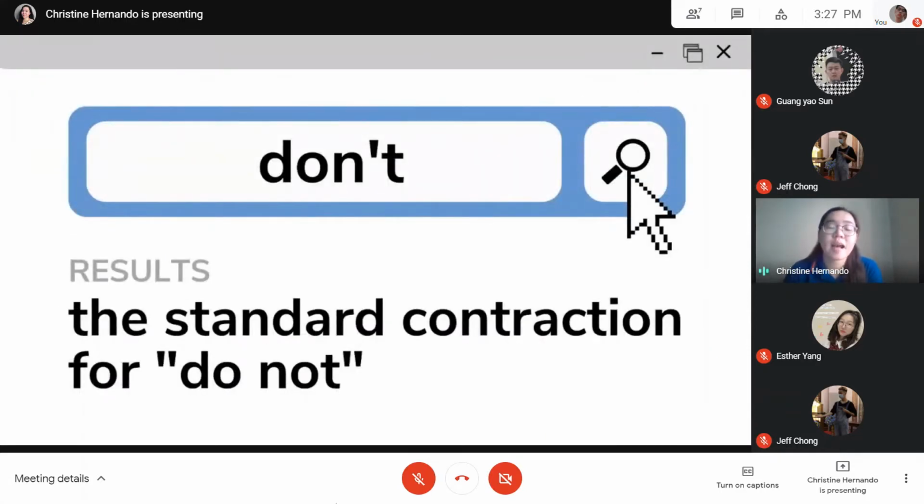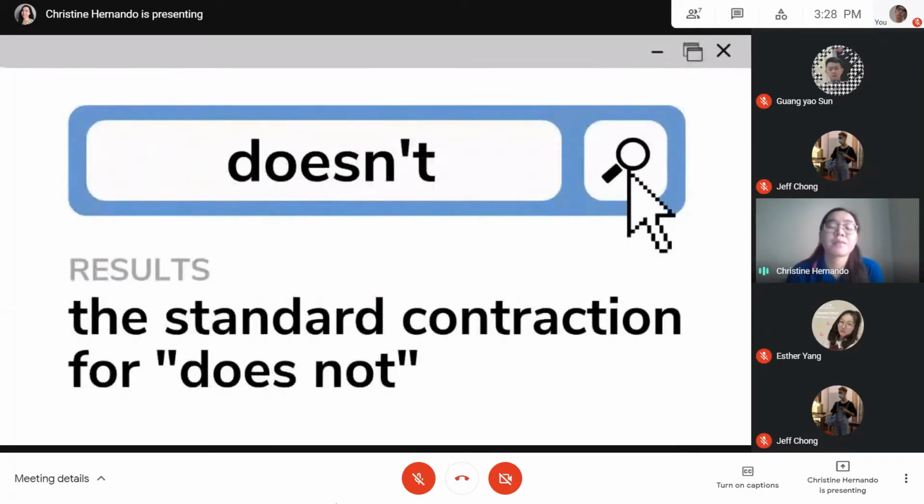Don't is actually composed of two words. It is the standard contraction for do not. Do is an auxiliary verb or a helping verb, while not can be considered as an adverb that negates the meaning of the modified verb. But together, they are used as an auxiliary, especially in the present simple negative.